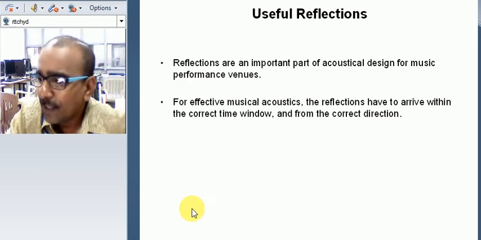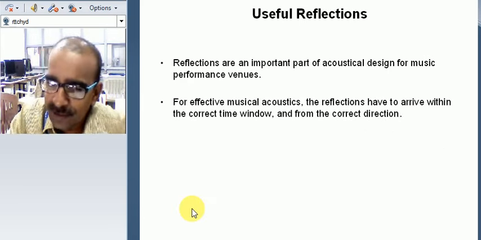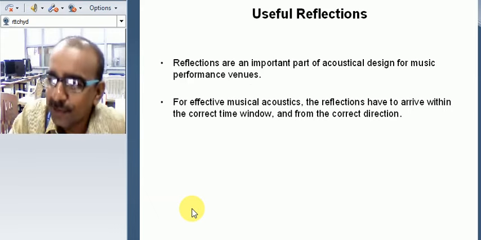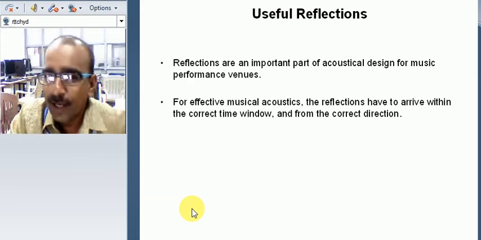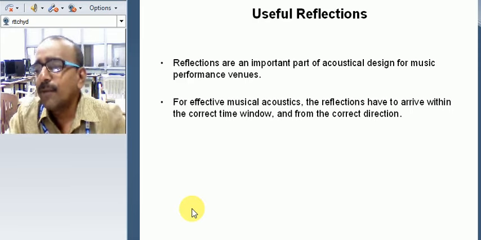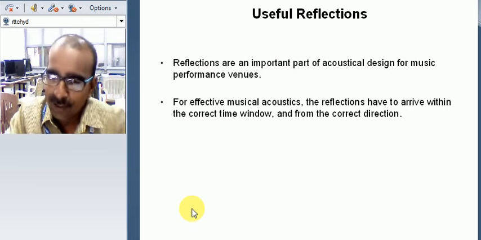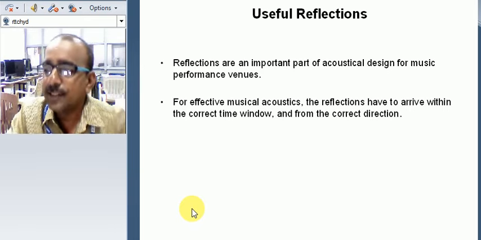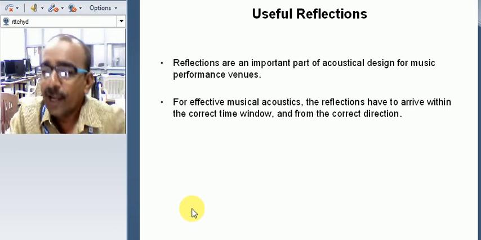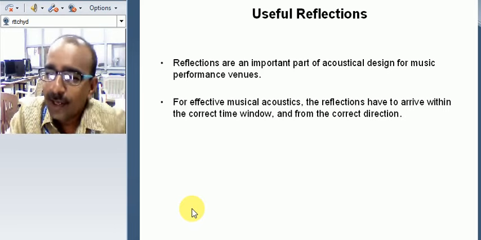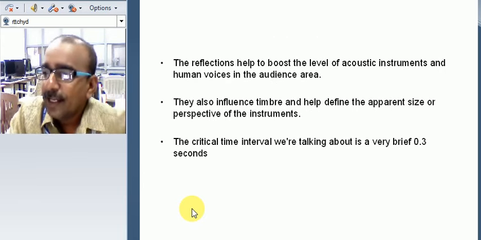Reflections have different characteristics, and some useful reflections are utilized in our day-to-day life. Reflections are an important part of acoustical design for musical performance. For effective musical acoustics, the reflections have to arrive within the correct time and form. If not, the efficiency will be reduced.